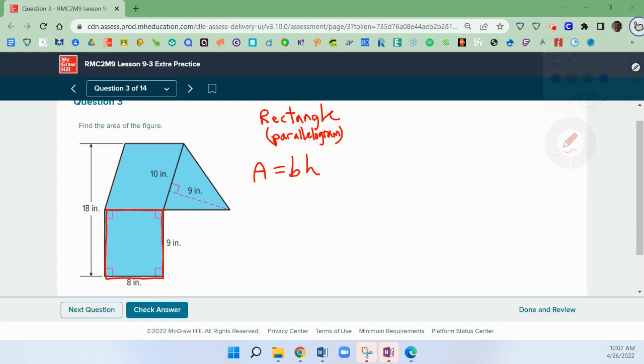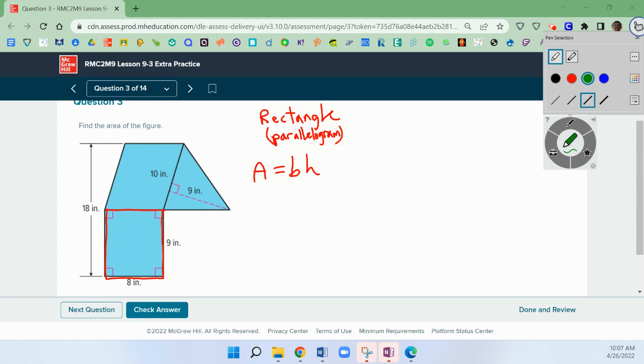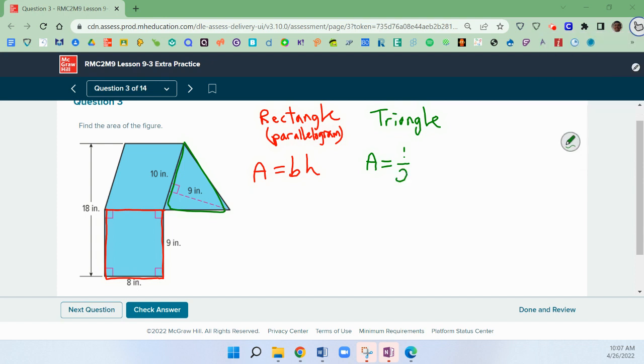Now, I see another shape. I see this triangle here. All right, I'm going to write out the name. If I don't know it, I'm going to look at my reference sheet in my textbook and realize that the formula is 1/2 base times height.